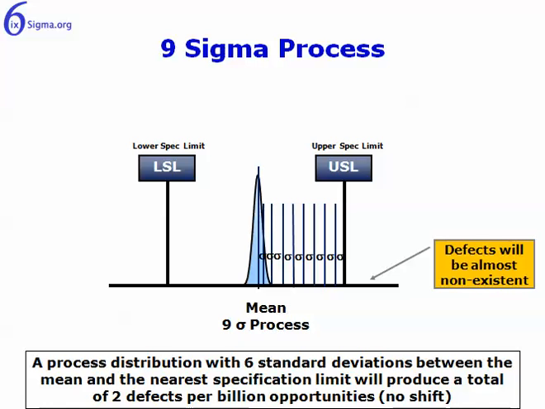But that is the concept of a process that meets a customer's requirements given by the spec limits and the capability of that process. So I'm comparing the voice of the process, so that is the mean and standard deviation, versus the voice of the customer, which is the width of the spec limits.